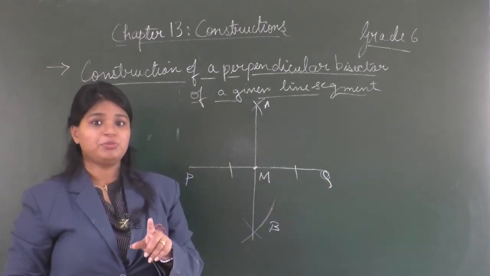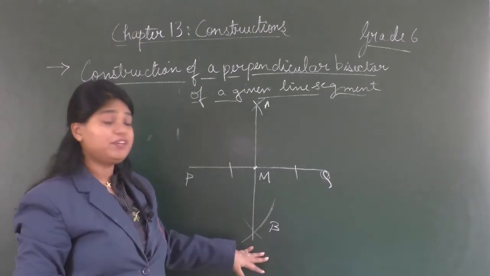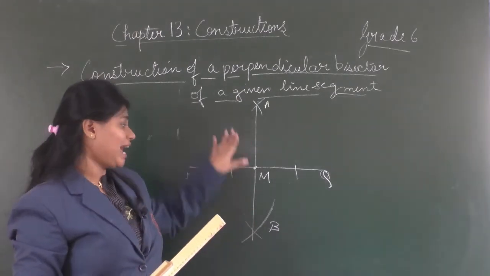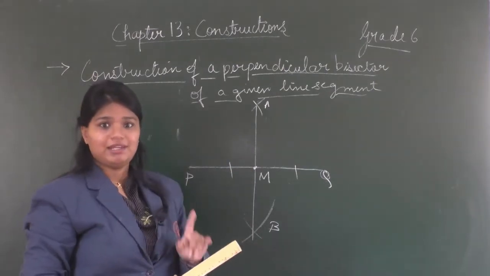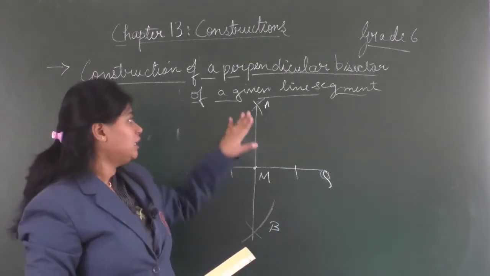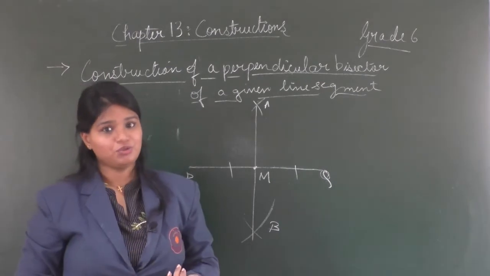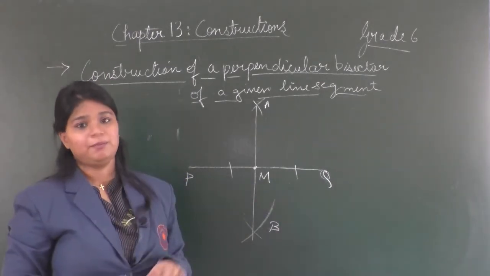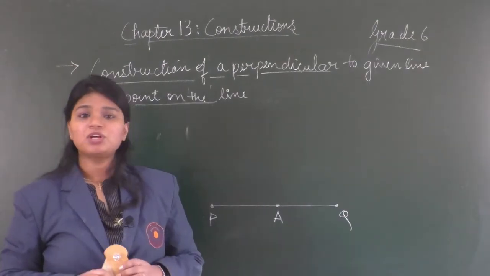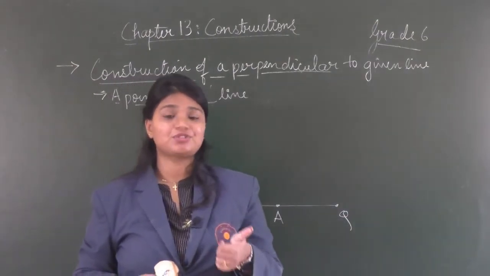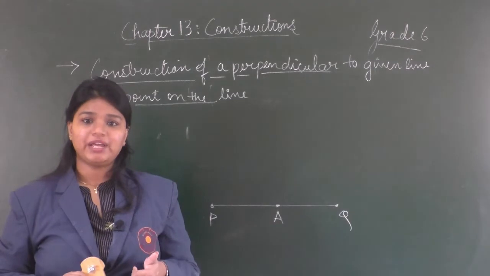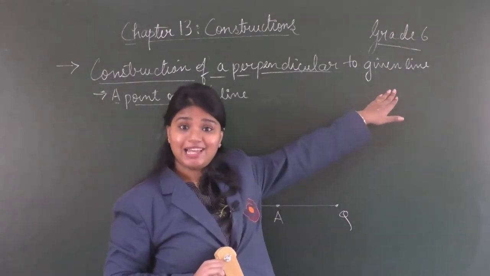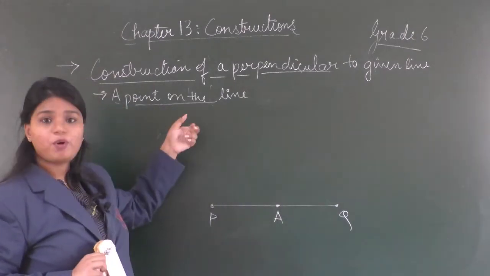Without changing the measurement, you will cut the previously drawn arcs and you will name these points A and B. Next step, you will join these 2 points using a ruler. Now we have got a perpendicular bisector for the line segment PQ. So we learned how to construct a perpendicular bisector to a given line segment, right? Now we will learn how to construct a perpendicular to a given line at a point on the line.